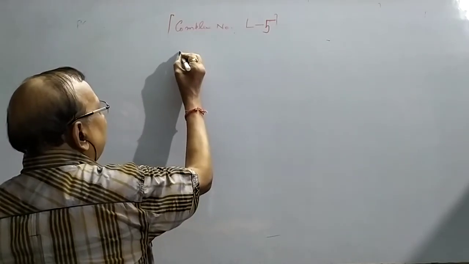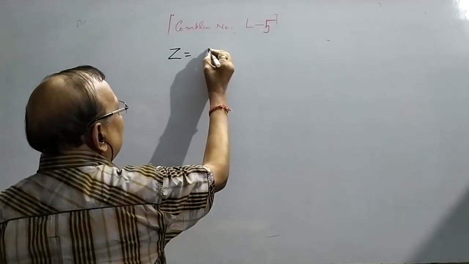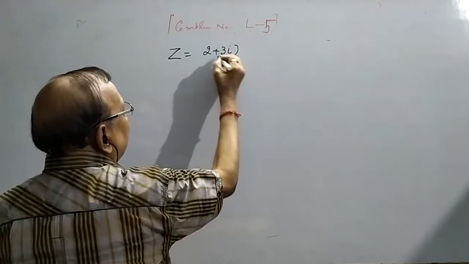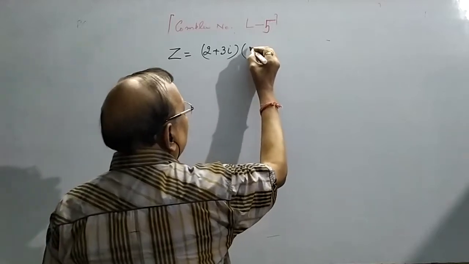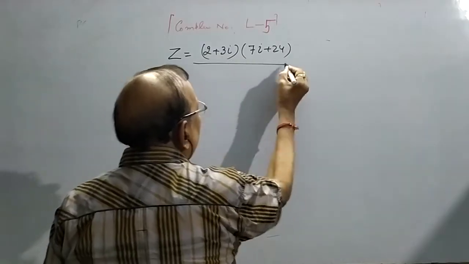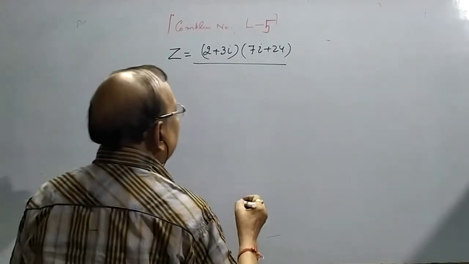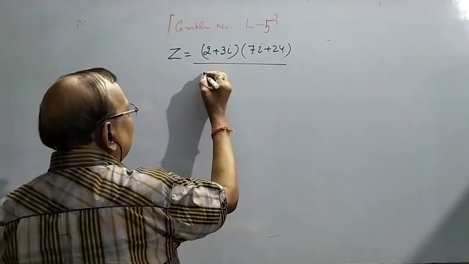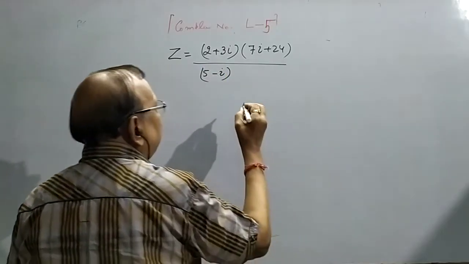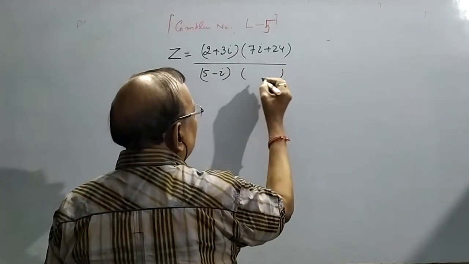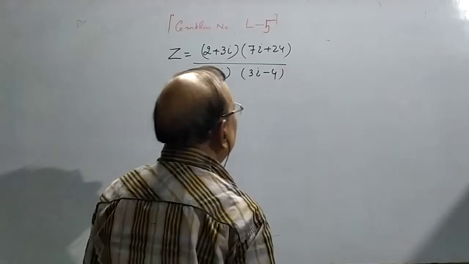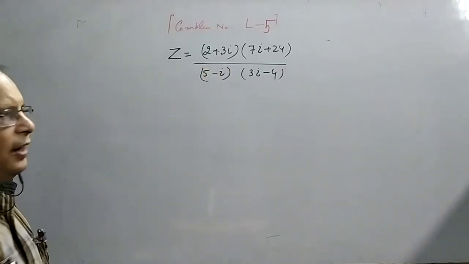Say we are interested, if Z is equal to 2 plus 3i into 7i plus 24, and in denominator, suppose, 5 minus i, into 3i minus 4. Find the modulus of Z.